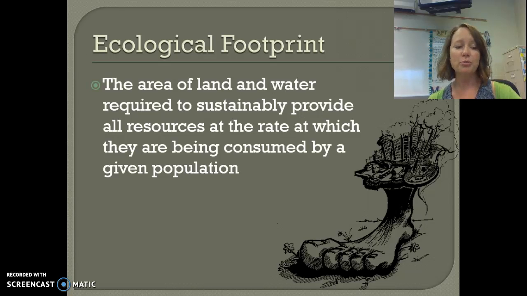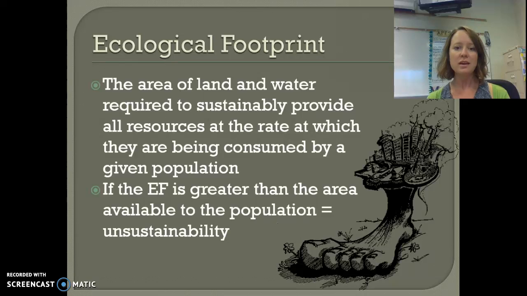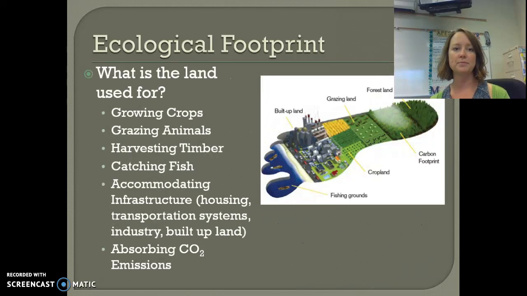Our ecological footprint is the area of land and water that we need to sustainably provide the resources at the rate at which they are being consumed. So our ecological footprint now is over 1 Earth, so we are not living sustainably. We'll discuss the results that you got and compare our ecological footprint to those of some less economically developed countries. If the ecological footprint is greater than the area available to the population, then we're living unsustainably.